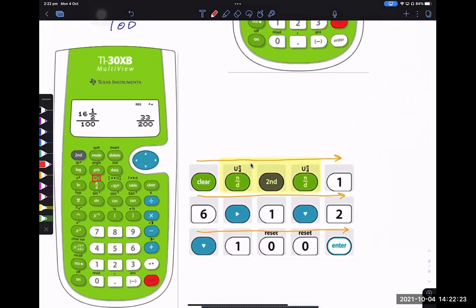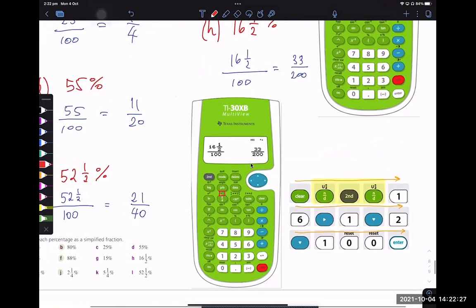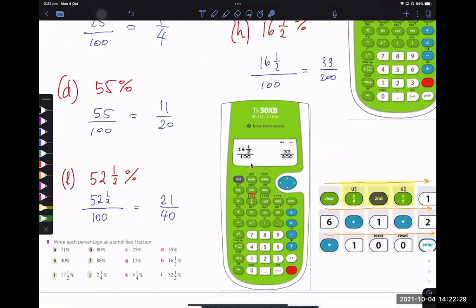But if it's just a simple fraction, then you don't need to use this, right? Like say 55 over 100. Notice we didn't have to use this second button. We didn't have to put that mixed number at the top.